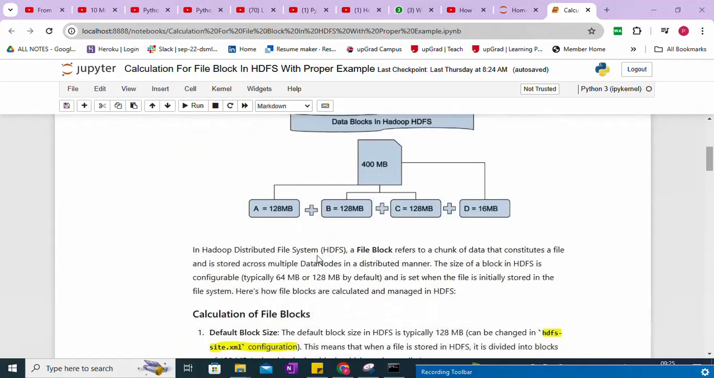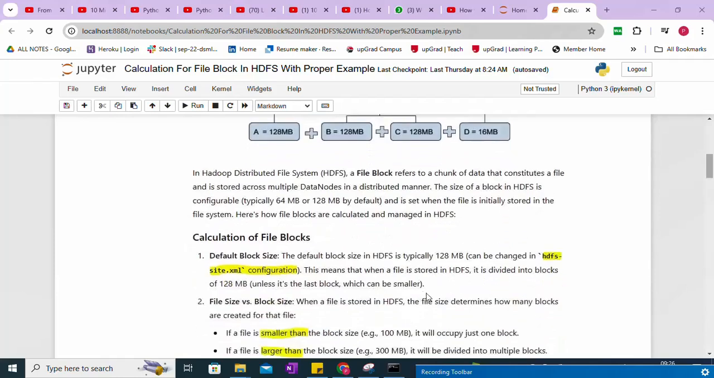In Hadoop Distributed File System, HDFS, a file block refers to a chunk of data that constitutes a file and is stored across multiple data nodes in a distributed manner. The size of a block in HDFS is configurable, typically 64 MB or 128 MB by default. But generally, we have seen the default block size is 128 MB, and it is set when the file is initially stored in the file system. Here is how file blocks are calculated and managed in HDFS.